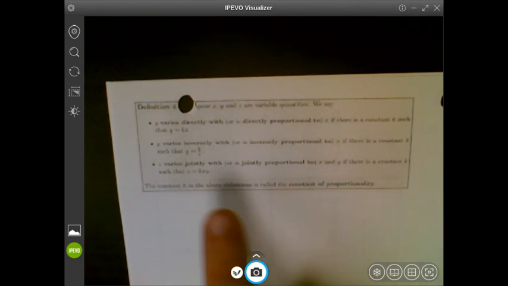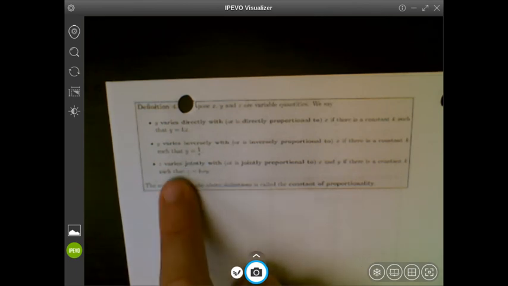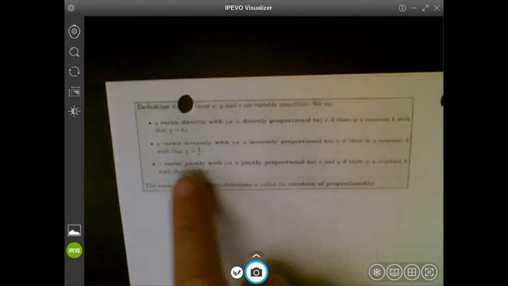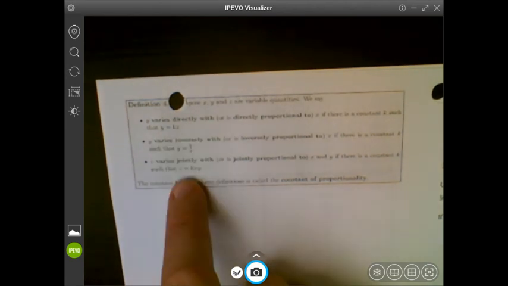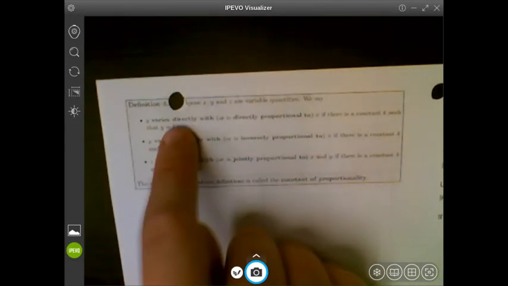And then there's another one, varying jointly. And varying jointly is when you have three variables, x, y, and z, and that's going to be x times y with some kind of constant in there times z. The k, the constant in each of these, is called the constant of proportionality. So if it ever says find the constant of proportionality, it's saying find the k value.